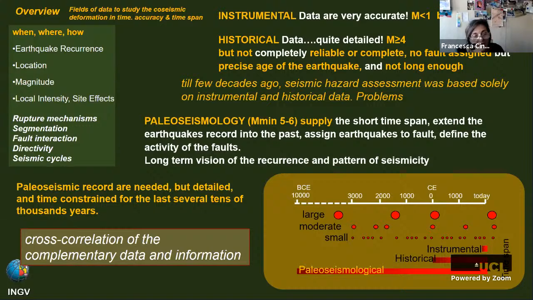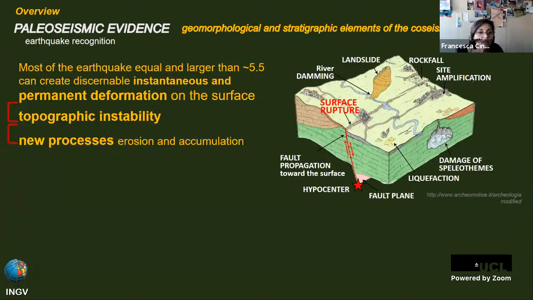When you read papers now, authors try to cross-correlate the complementary data and information to fill gaps and to have better constraint of the trend of the events history. But let's see which are the palaeoseismic evidence that are indicators of earthquake recognition.